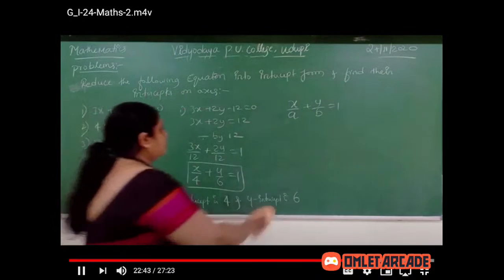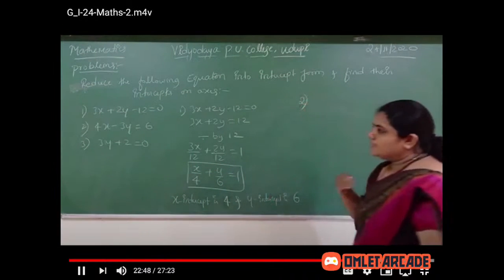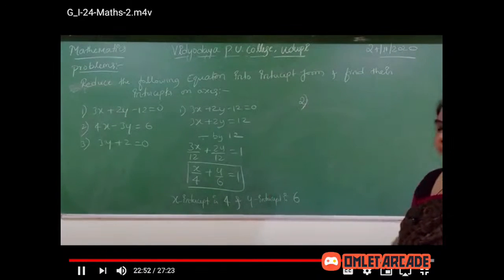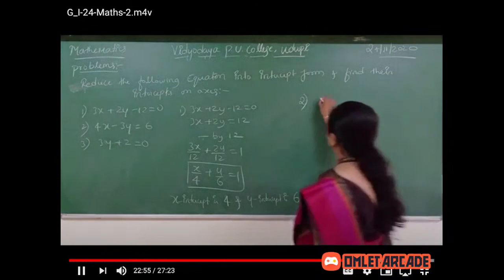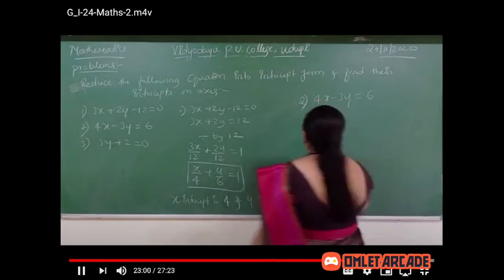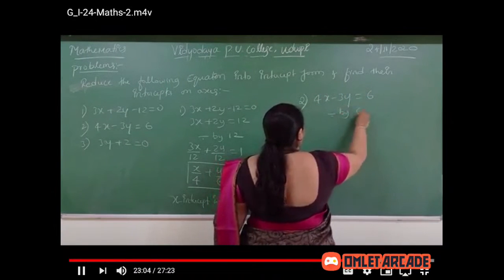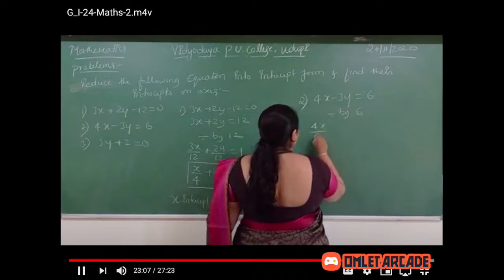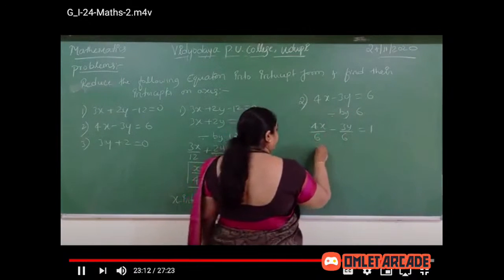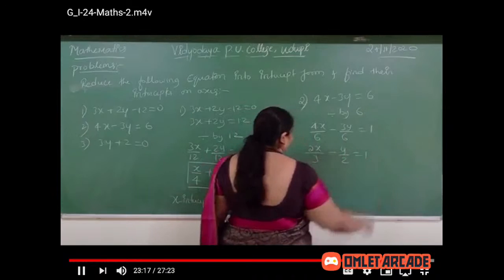We'll see the second one. This is a very simple question, friends. You just convert the general equation into the respective form and extract the particular values. That's it. So 4x minus 3y is equal to 6. Here let me convert the right side into positive 1, so divide throughout by 6. So what you will get? 4x by 6 minus 3y by 6 is equal to 1. So here it will be 2x by 3 minus y by 2 is equal to 1.